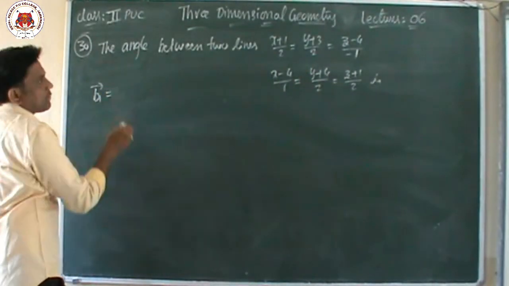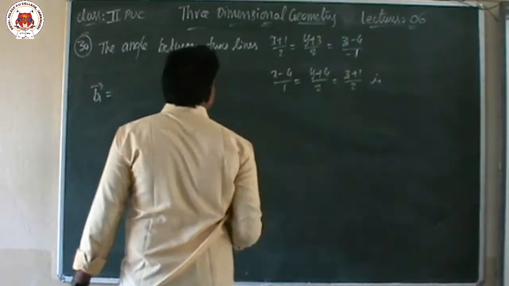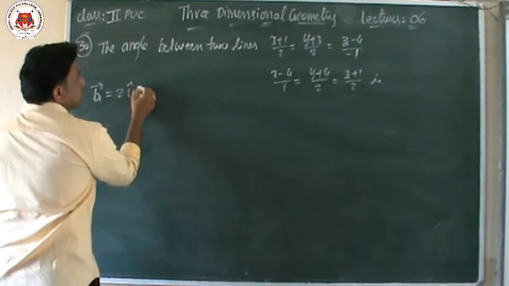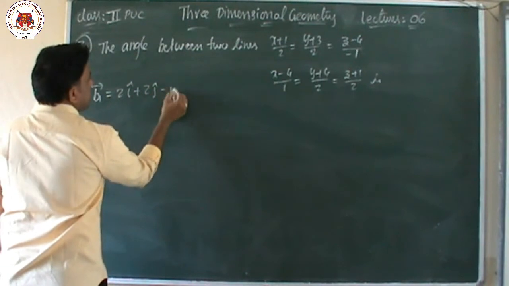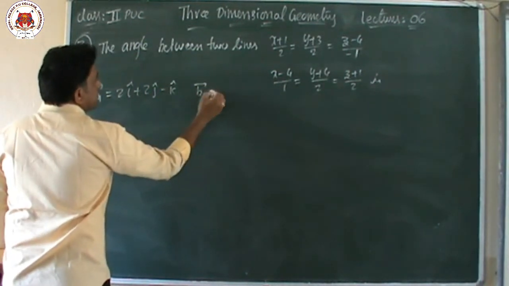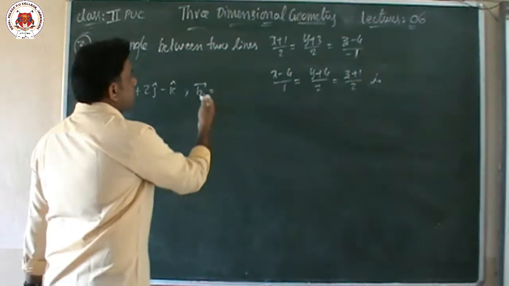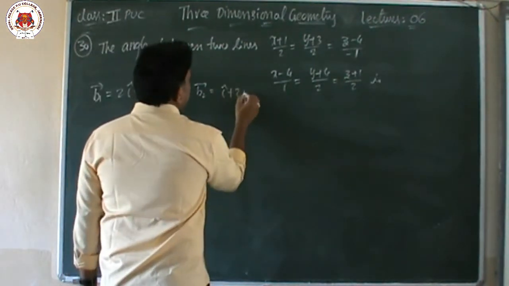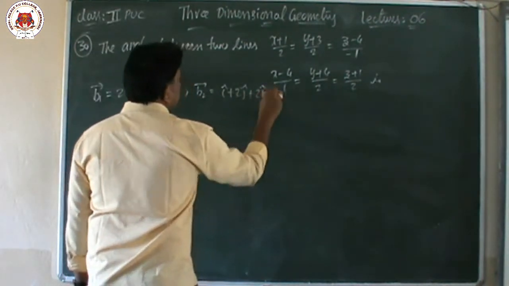The B1 vector is the first line's denominator, so it is nothing but 2i cap plus 2j cap minus k cap. The second vector, the denominator, is written as the B2 vector. It is i cap plus 2j cap plus 2k cap.